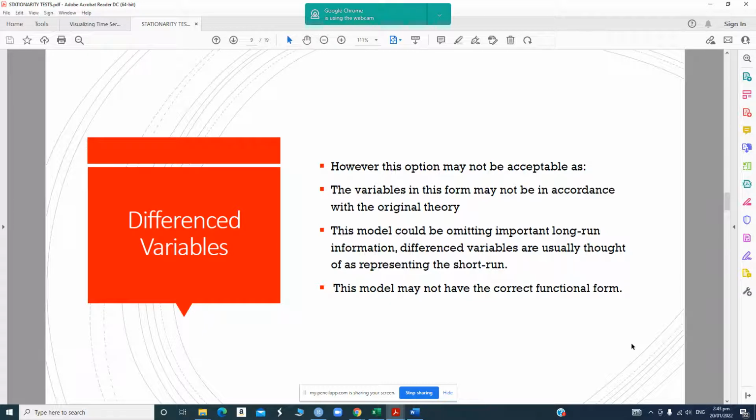But this option may not be acceptable because when you obtain your variables in difference form, it may not be in accordance with any of the economic theory. Another major issue is that the model may be omitting some important long-run information because differenced variables are usually thought of as representing the short run. And again, we may not have the correct functional form any longer.